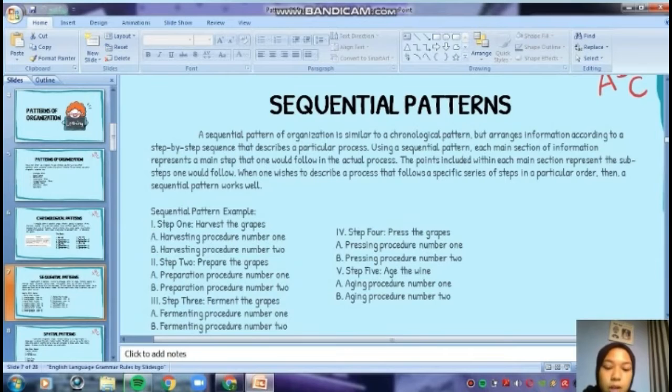Step 2. Prepare the grapes. A. Preparation procedure number 1. B. Preparation procedure number 2. Step 3. Ferment the grapes. A. Fermenting procedure number 1. B. Fermenting procedure number 2. Step 4. Press the grapes. A. Pressing procedure number 1. B. Pressing procedure number 2. Step 5. Age the wine. A. Aging procedure number 1. B. Aging procedure number 2.